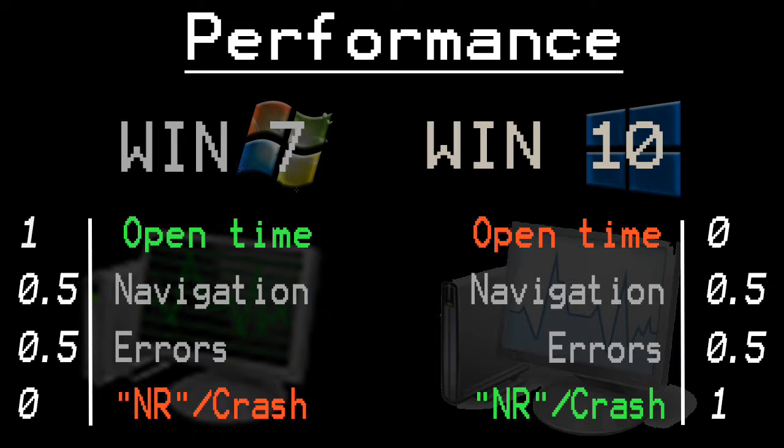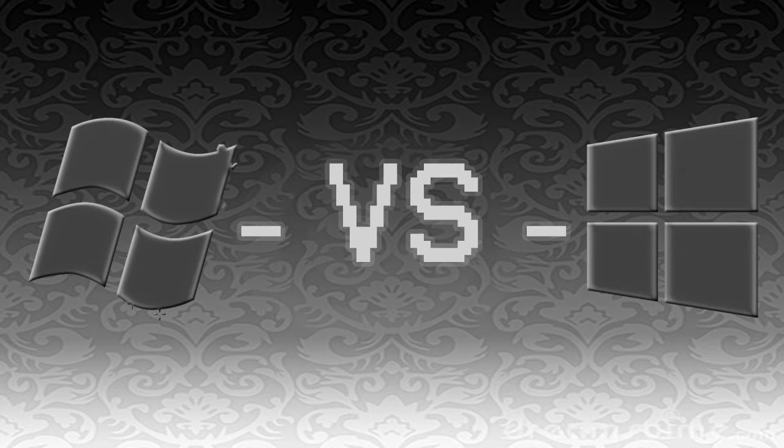Now for the last one, Windows 10. Windows 10 had less on not responding crashing, so that's 1 point for Windows 10. And then add the 2 draws, 0.5, 0.5, that equals 2 out of 4 for Windows 10. So performance, Task Manager on Windows 7 and 10, they're both virtually identical.